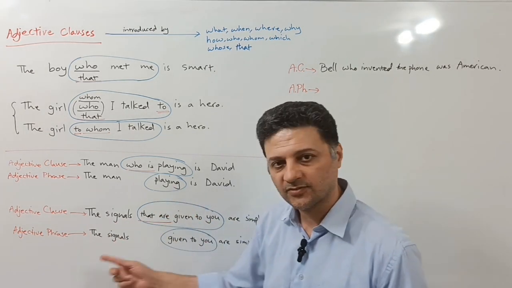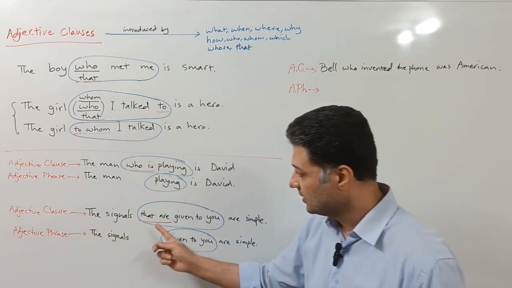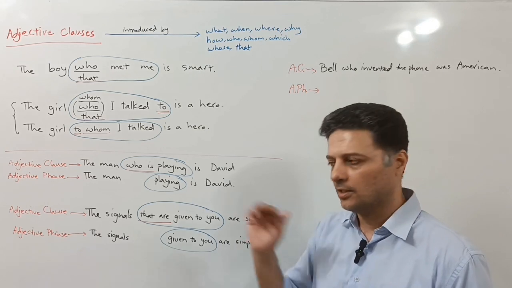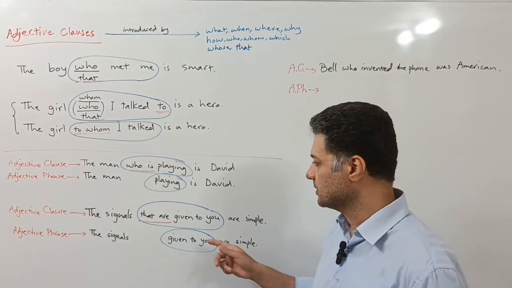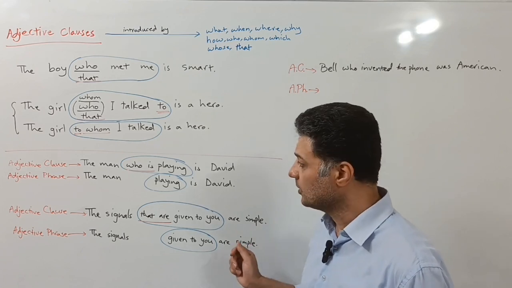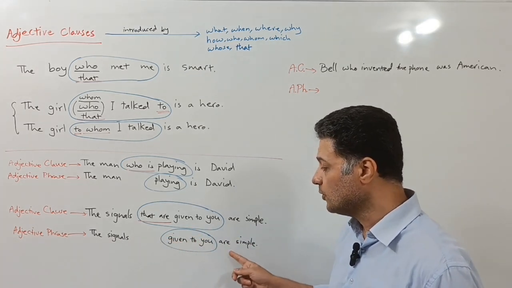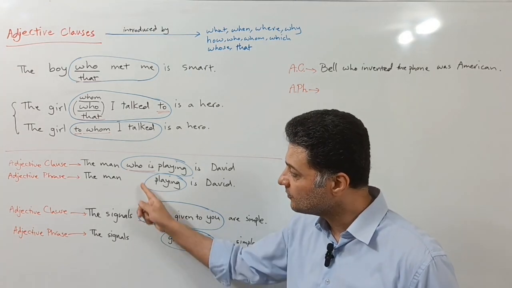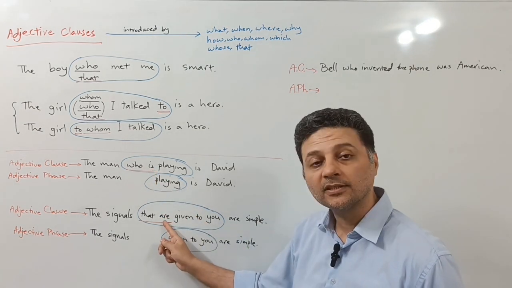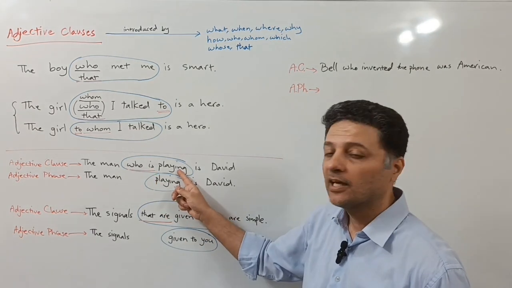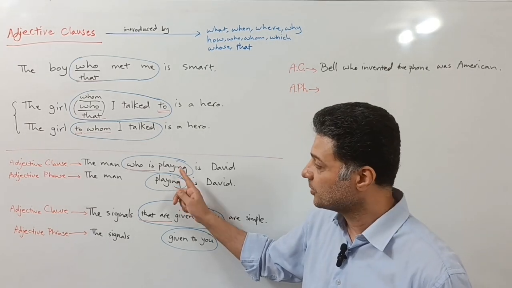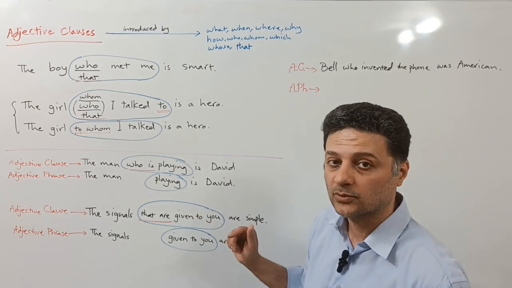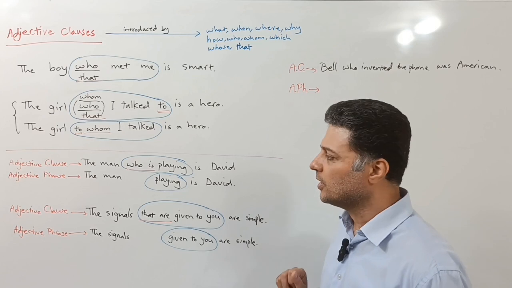Another example of this reduction from clause into phrase is: the signals that are given to you are simple. I'm going to give you simple signals. Don't worry about it. You'll understand that when the time comes. So, the signals that are given to you are simple. The signals given to you are simple. I crossed out that and are. Usually, we cross out the relative pronoun plus the to be. All right? What is left is the verb participle, like present participle or past participle. You can't cross that out, all right? So the signals given to you are simple.